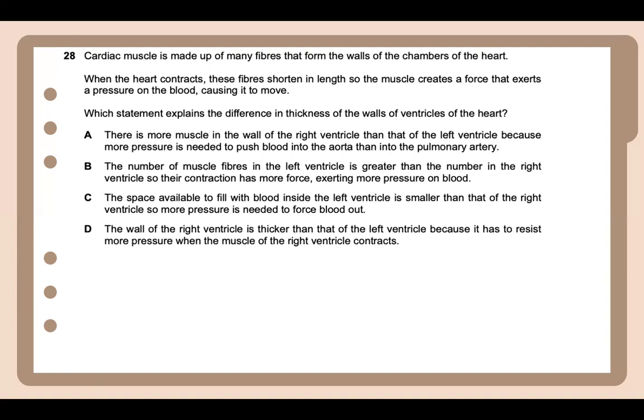Which statement explains the difference in thickness of the wall of the ventricle of the heart? The answer is the number of muscle fibers in the left ventricle is greater than the number in the right ventricle, so their contractions have more force, exerting more pressure on blood.